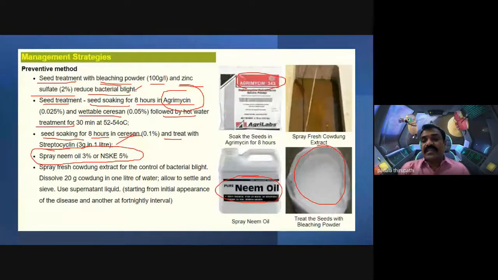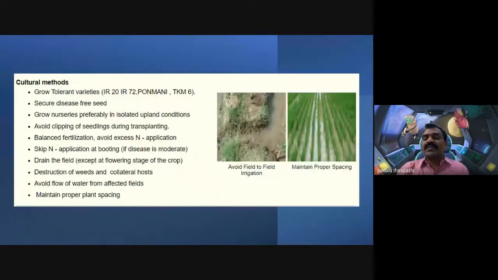And one more important thing: fresh cow dung is also suitable for the control of this disease, bacterial blight. How to use fresh cattle dung or cow dung? Dissolve 20 gram cow dung in 1 liter of water, allow it to settle, sieve, and use the supernatant liquid for the treatment of this disease.